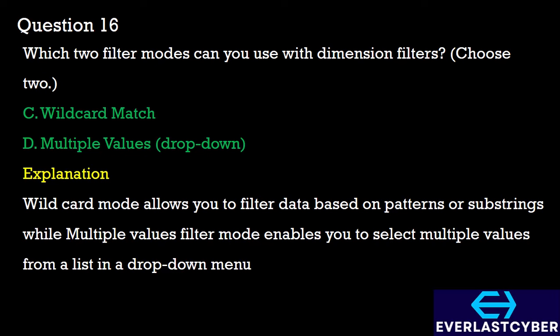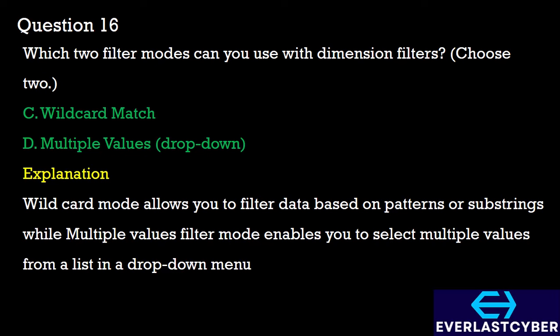In the wildcard match filter mode, it allows you to filter data based on patterns or substrings. For instance, you can filter all entries that start with A or end with X using wildcard characters like the asterisk for any characters or the question mark for a single character.